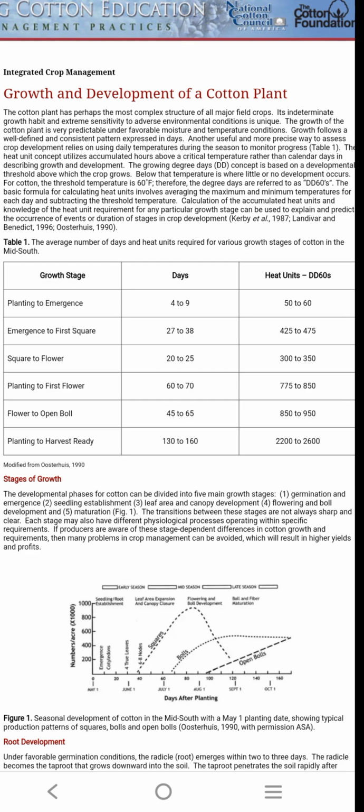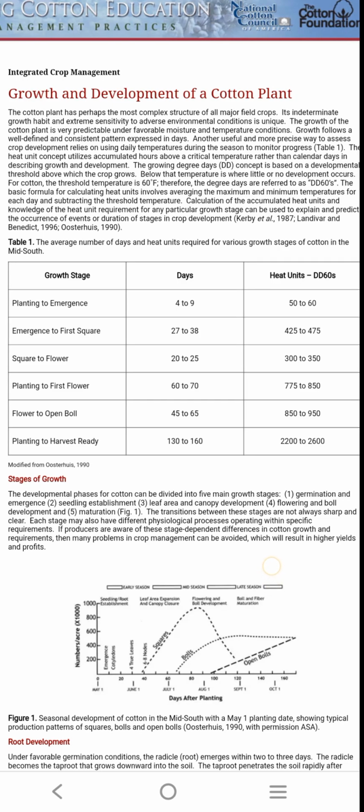The heat unit is the basic formula for calculating growth and development. The heat units involve the average and minimum temperatures for each day, subtracting the threshold temperature. Here the threshold temperature is 60 degrees. The morning and evening temperatures are subtracted from the threshold temperature, for example 60 degrees Fahrenheit. Then we can observe the heat units from that formula.